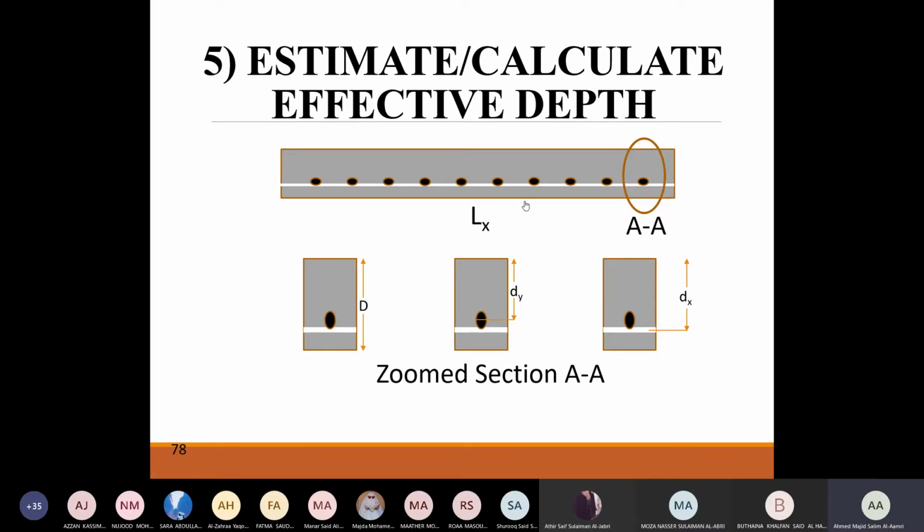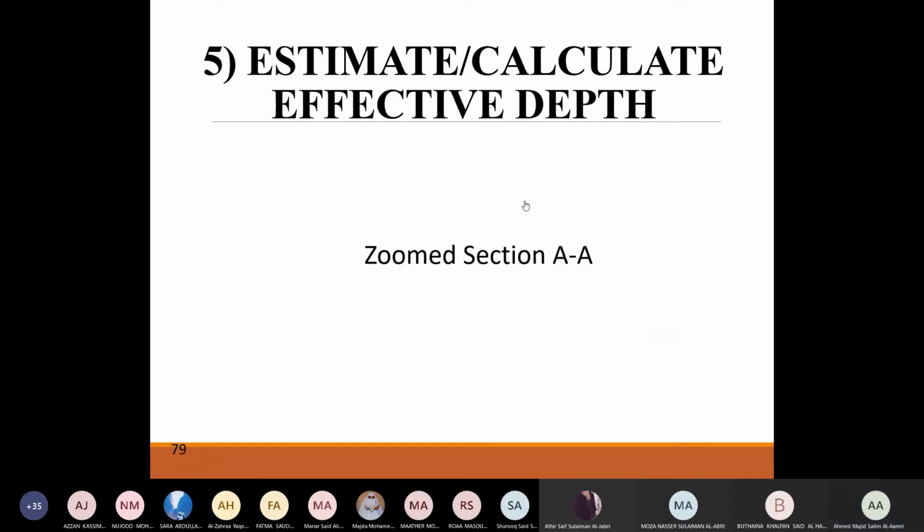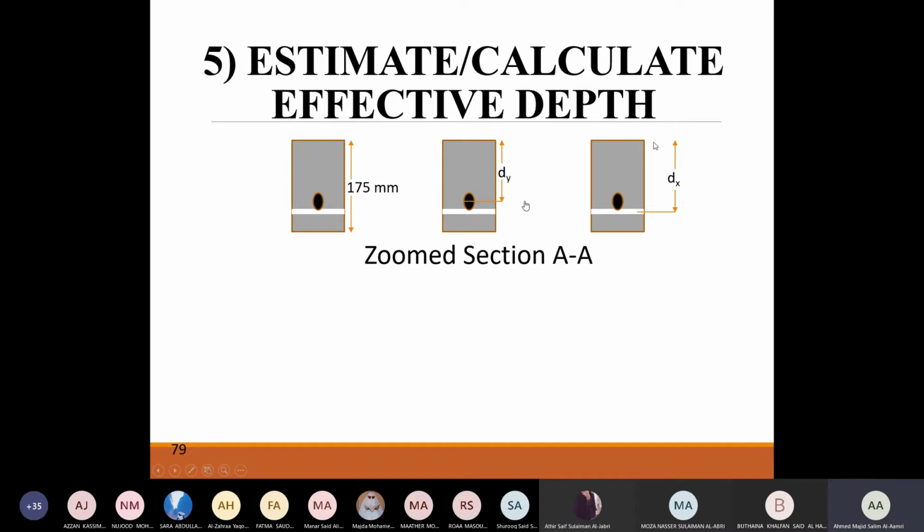Okay. Now we want to calculate. We already know that the overall depth has been given by the question, that the overall depth of this particular slab is 175. dy is the distance from the top fiber to the center of the reinforcement of y. dx is from the top compression fiber till the center of the x bar. Now we need to see the equations to calculate dy and dx.